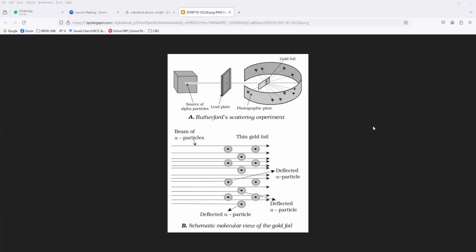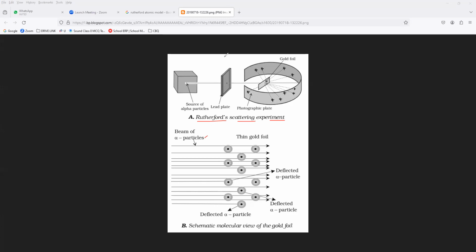So as we all saw in yesterday's class, what is the experimental setup of Rutherford? This is the experimental setup of Rutherford's alpha particle scattering experiment. And what do you mean by alpha particles, everybody? Simply, if you want to say alpha particles, what does it mean?